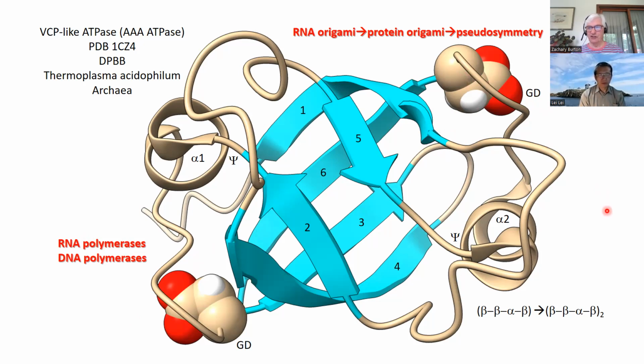Okay. Pseudosymmetry is a real thing, and it's a big accelerant in pre-life evolution. So basically, you generate things that are compact and soluble, and have structural integrity, and then they get made into modules of AAA ATPase, RNA polymerases, DNA polymerase, POL-D. So it's really an important feature of pre-life evolution.